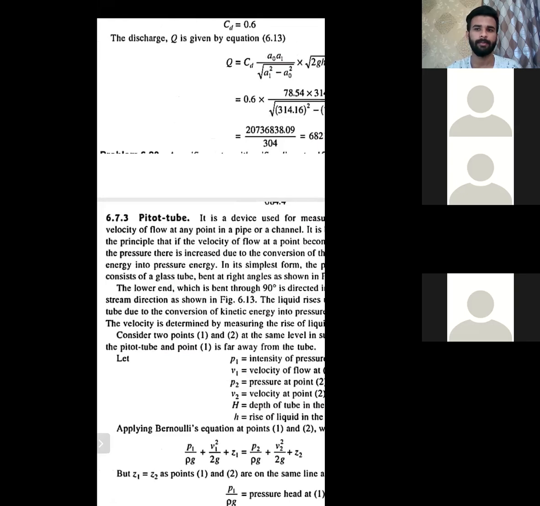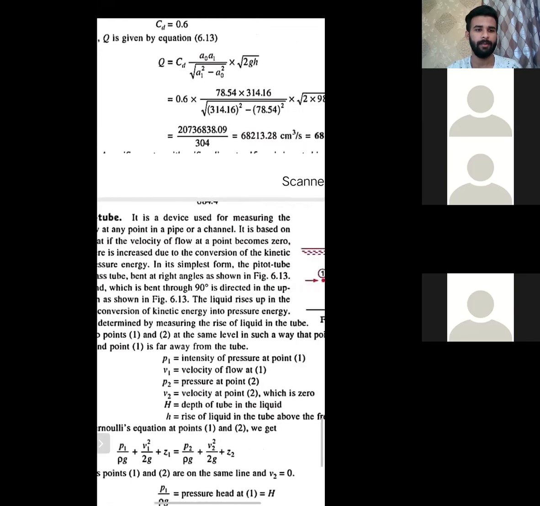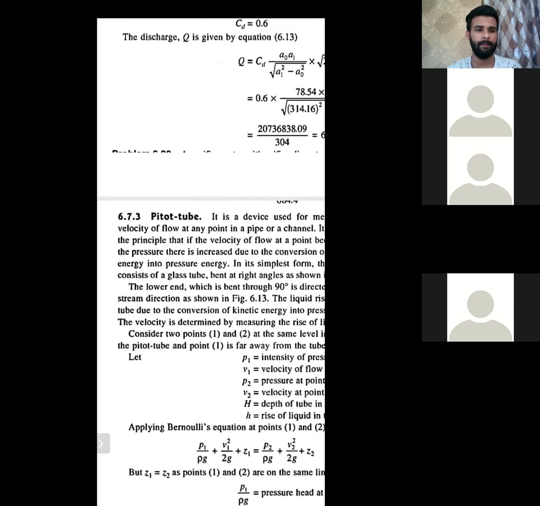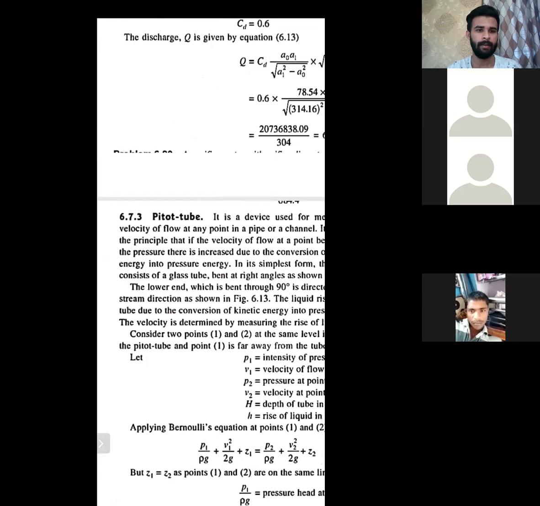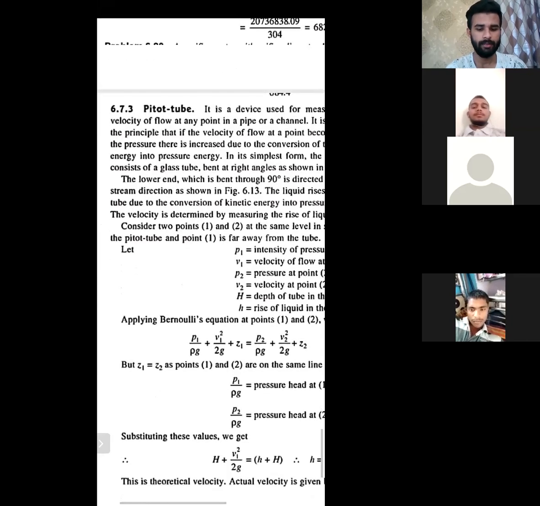The pitot tube is generally bent through 90 degrees and is directed in the upstream direction as shown in the figure. When there is conversion of kinetic energy to pressure energy, then use the pitot tube. From that tube we can directly measure the pressure, as well as the discharge through that pipe or the velocity of flow at any point that we have to find.